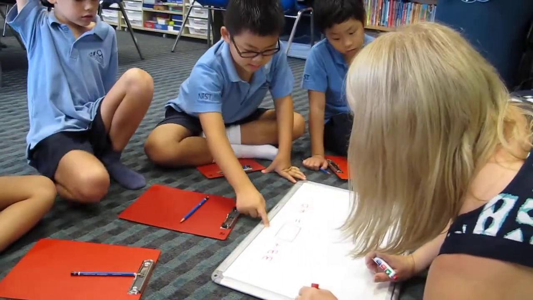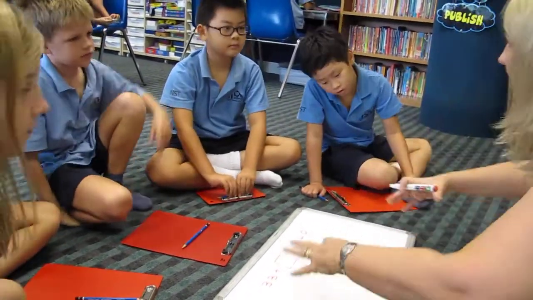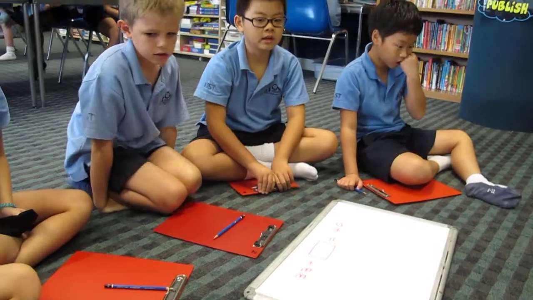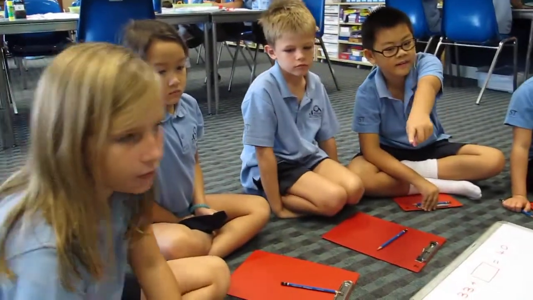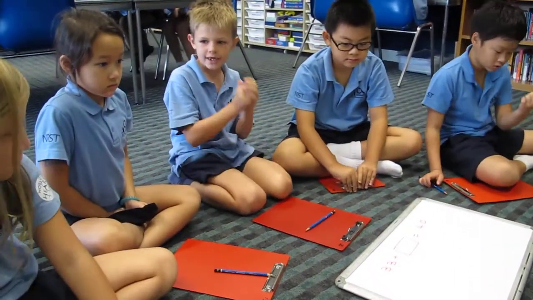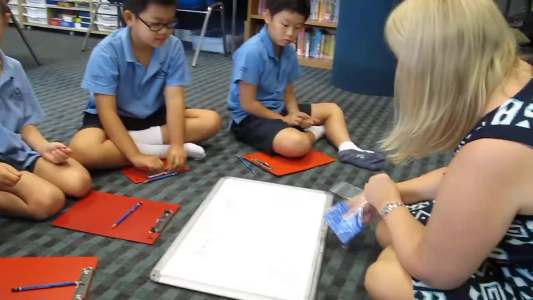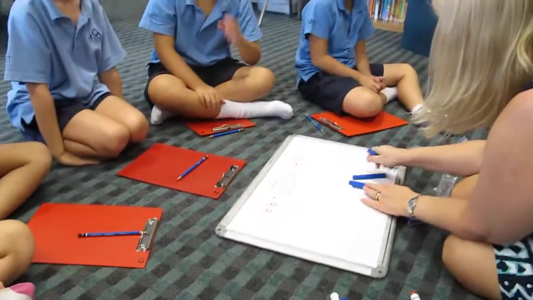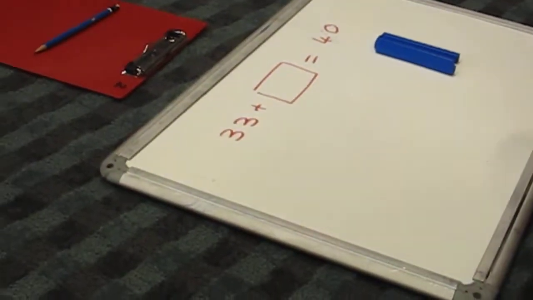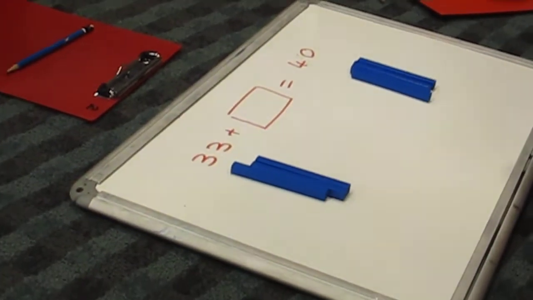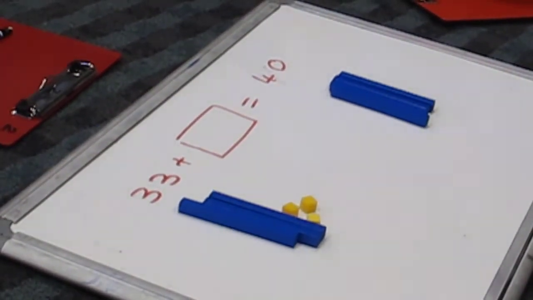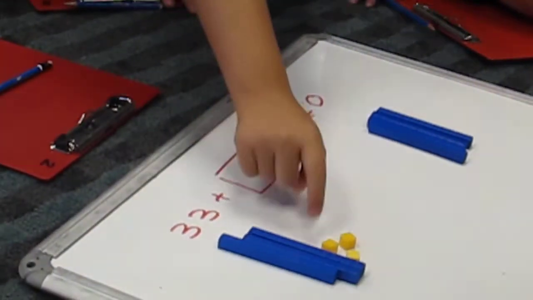40 minus 33 equals 7. Okay, so we could do that. We know we've got 40. We could do that with our tens and units. I need some units, that's all. So what you're saying is, you know that if it makes 40 altogether, and you've got the 33 over here, then 40 minus 33 equals 7.